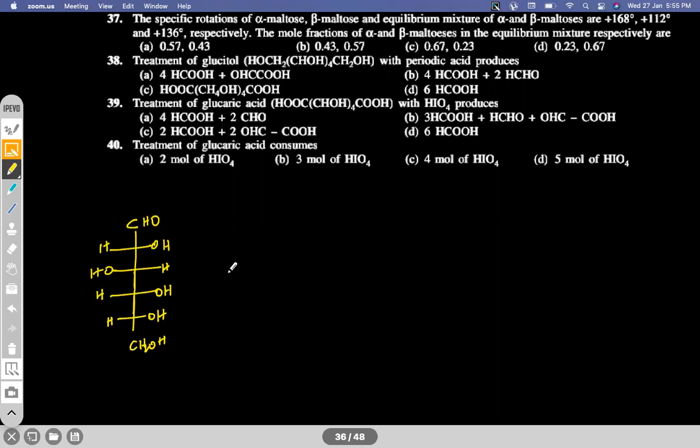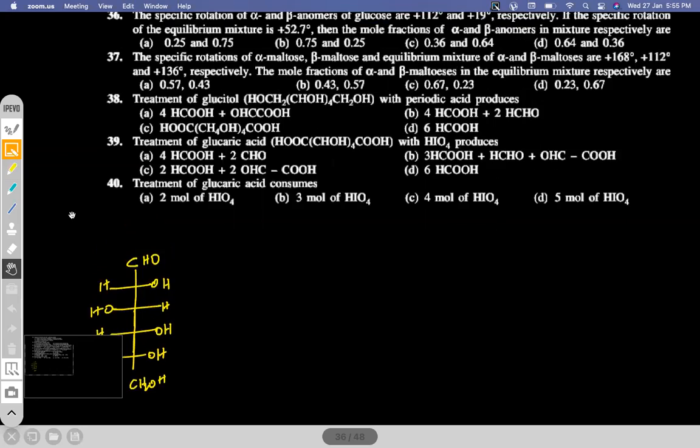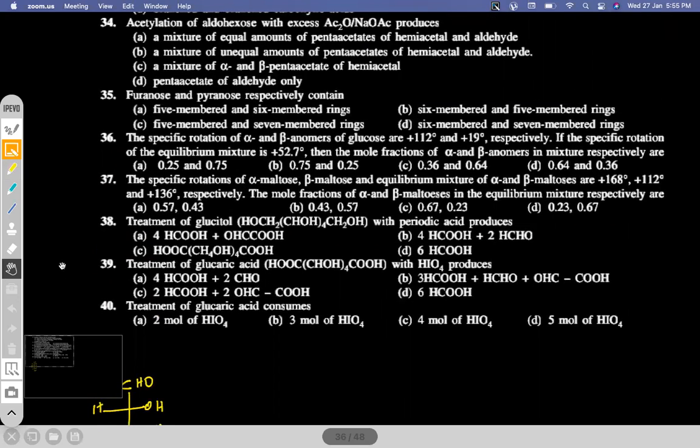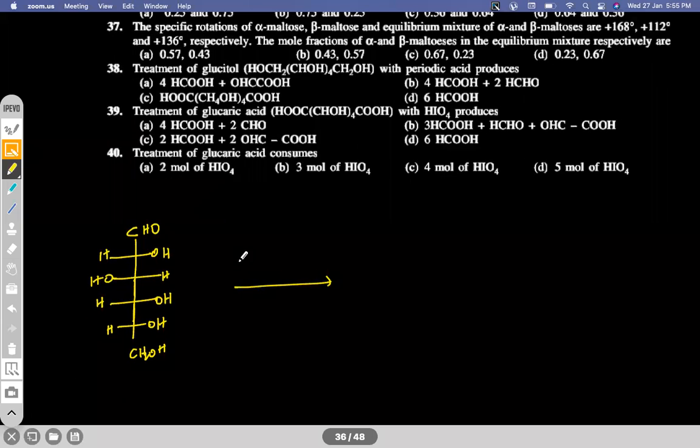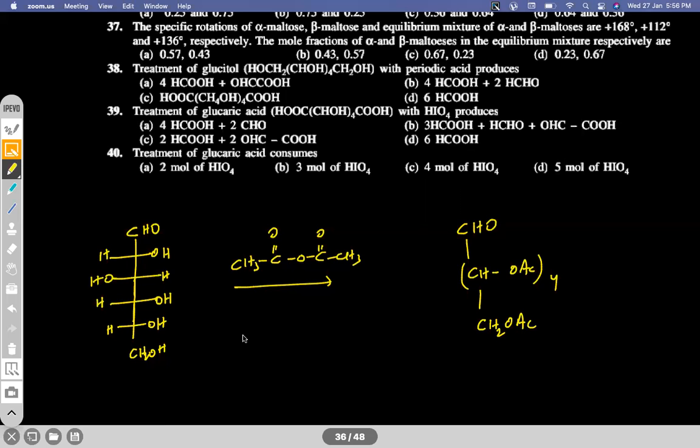Okay. So the reaction we have is aldohexose with Ac2O. So the reaction is this, we have CH3, C double bond O, O, C double bond O, CH3. Right. So all these OH convert into OAc and CH3COOH forms. So the product would be CHO, and here we have CHOAc 4 and CH2OAc. Right? All these H will go to CH3COOH and CH3CO will get attached. Okay, so this is the product we get.